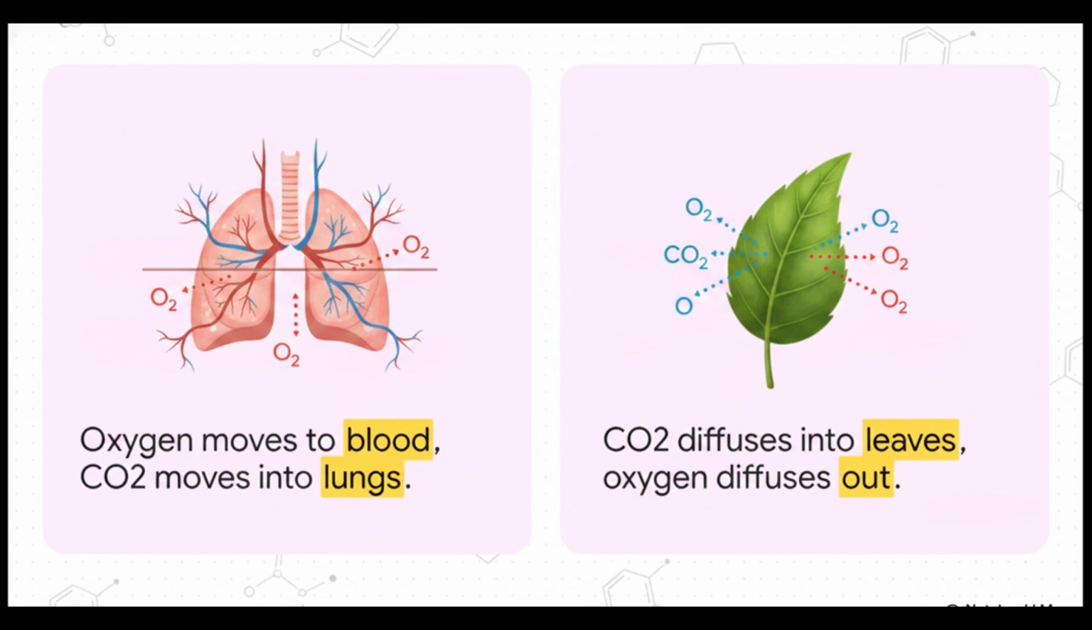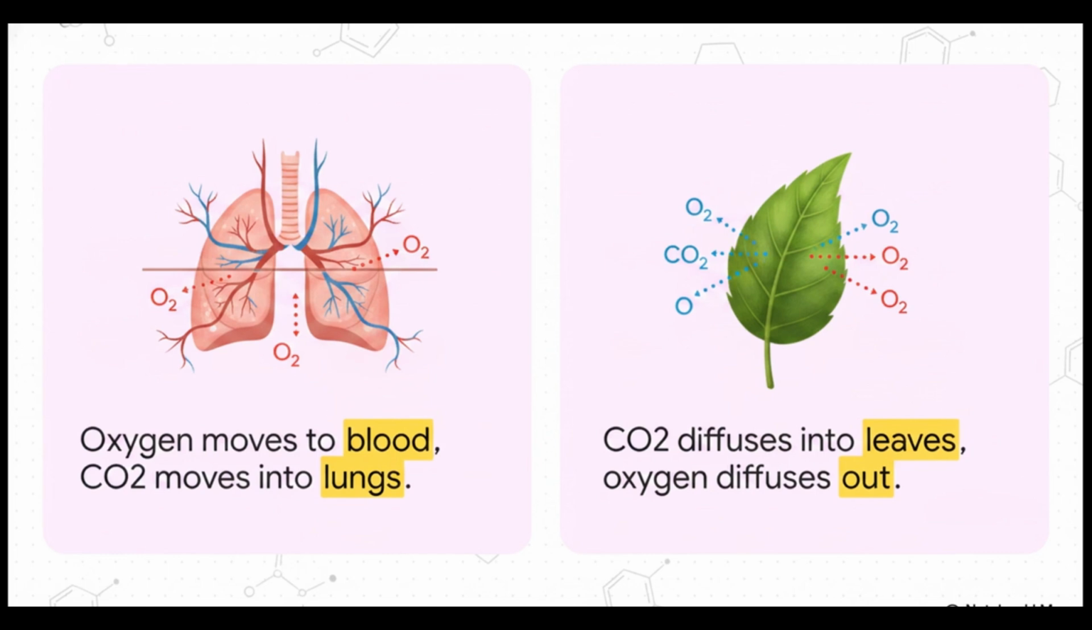Check out this beautiful biological symmetry between humans and plants. Look at human lungs first. Right now in your chest, oxygen is naturally diffusing from the higher concentration in your lungs straight into your blood. At the exact same time, carbon dioxide is diffusing from the higher concentration in your blood back into your lungs so you can exhale it.